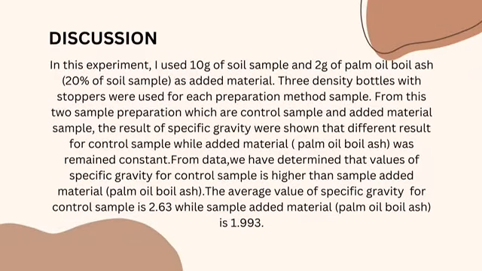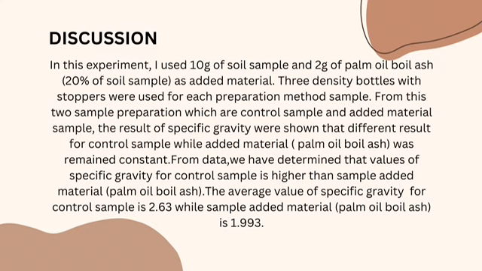Discussion. In this experiment, I used 10 gram of soil sample and 2 gram of palm oil boiler ash, 30% of the soil sample, as added material. 3 density bottles with stoppers were used for each preparation method sample. For these 2 sample preparations, which are the control sample and the added material sample, the results of specific gravity showed different results from the control sample, while the added material palm oil boiler ash remained constant.